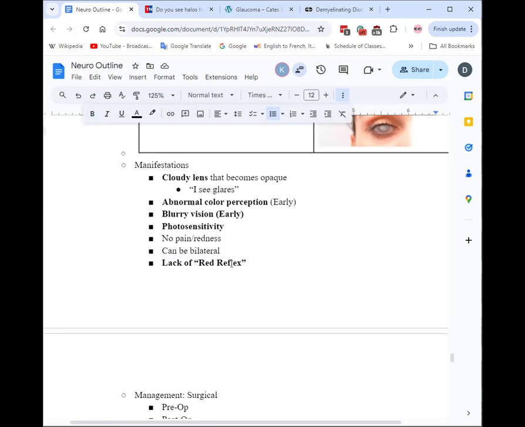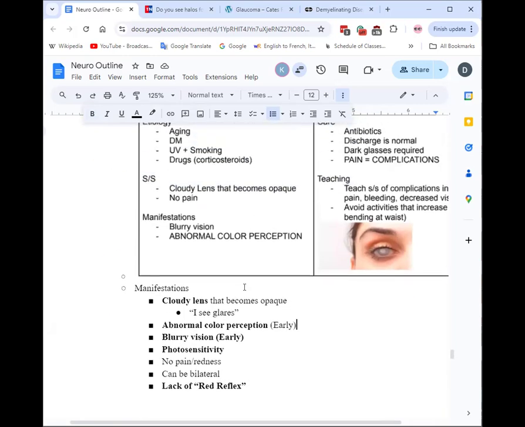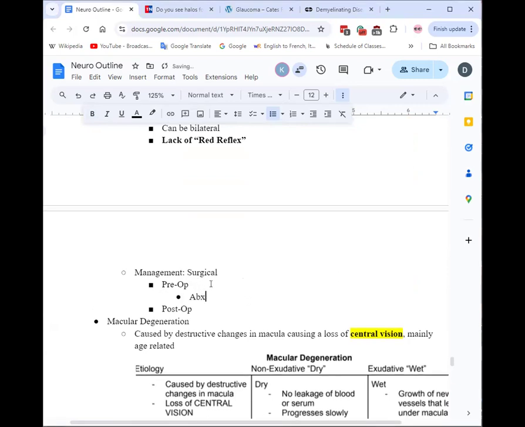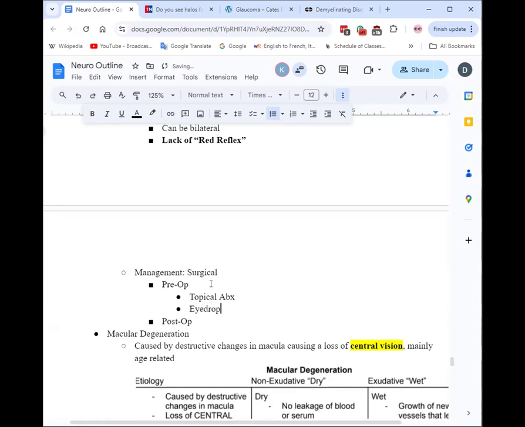Oh no, that's my bad. I jumped around a little bit. Cataracts are mainly treated through surgery. Here I have the pre-op teaching and stuff. I think someone already mentioned antibiotics. You can have topical antibiotic cream to prevent infection, and eye drops to dilate the pupil.